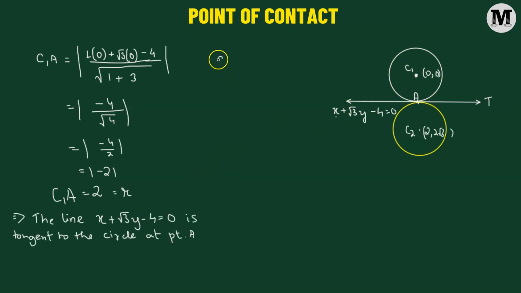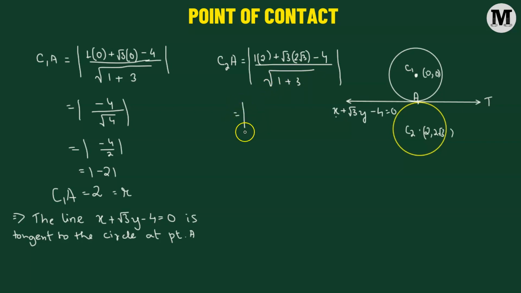Next, we'll try to find the perpendicular distance C2 to A. Again, this will use the same formula. So we will take the absolute value. Inside the absolute value, we'll start with the coefficient of x. So that's 1. 1 will get multiplied to the x coordinate of the center C2, so that's 2. Added to the coefficient of y, which is square root of 3. Square root of 3 gets multiplied to the y coordinate of the center. So that's 2 times square root of 3. And then we have the constant term added to it. So that's negative 4, divided by the square root of 1 plus 3.